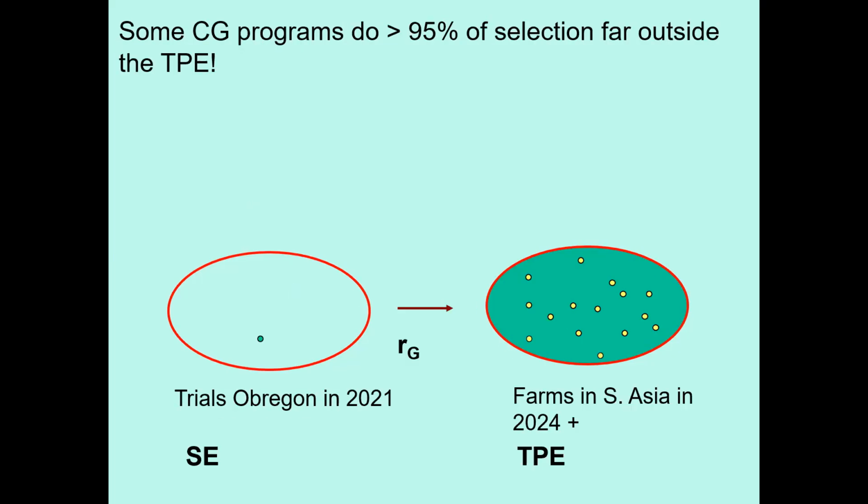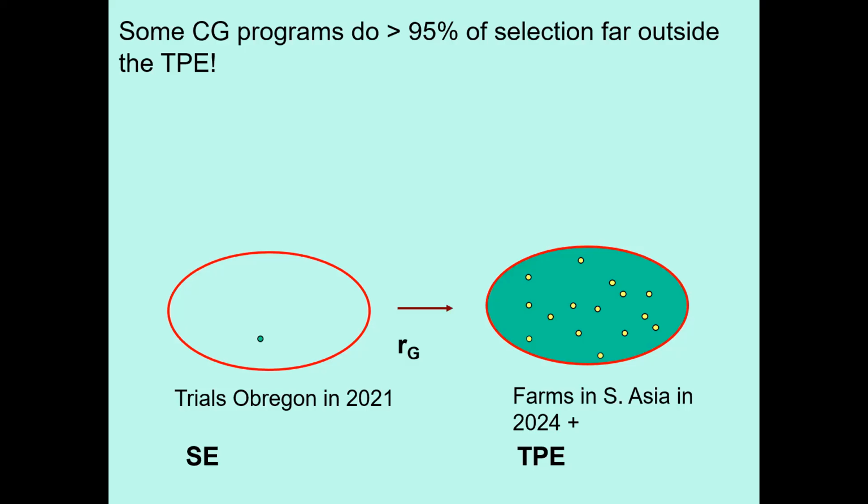One thing that's important to recognize about some CG programs is that some of them, like the CIMMYT wheat program or the IRRI irrigated rice program, do a huge amount of their selection, apply about 95% of their selection pressure, far outside the TPE. So the IRRI rice program does a lot of its selection at Los Baños in the Philippines for performance in regions like South Asia. The CIMMYT wheat program does a huge amount of its selection at Obregon in order to predict performance on farms in South Asia.